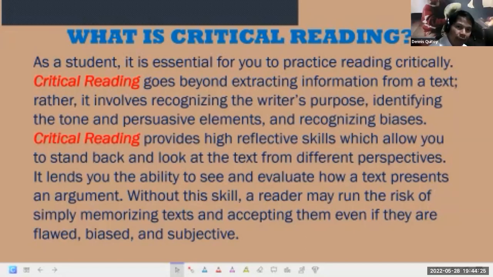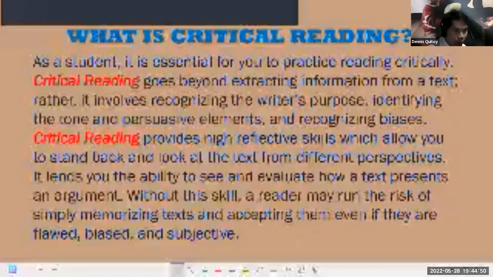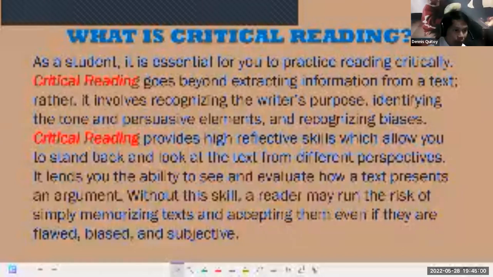Next one is, critical reading provides high reflective skills. You see the word used, reflective, meaning you need to reflect. You need to think on your own and then connect based on your experience and understanding. That is reflective. So you really need to reflect on what you have read and what could be the possible connection with the other learnings that you have. There is really a reflective evaluation on your part to really understand what you have read.